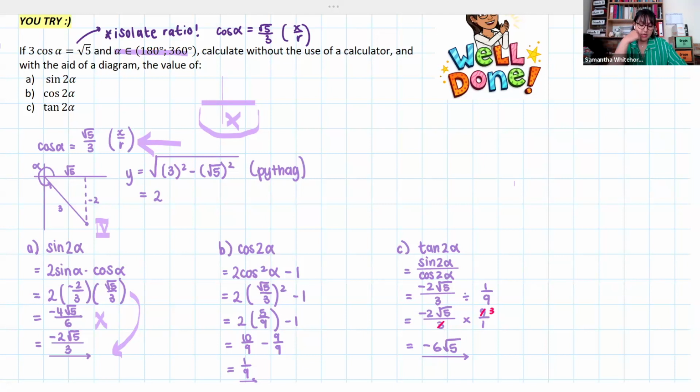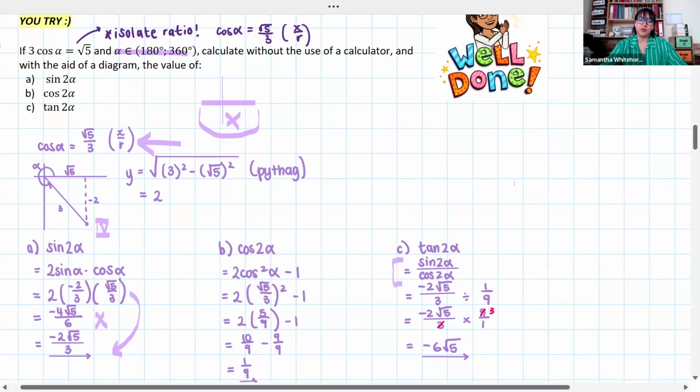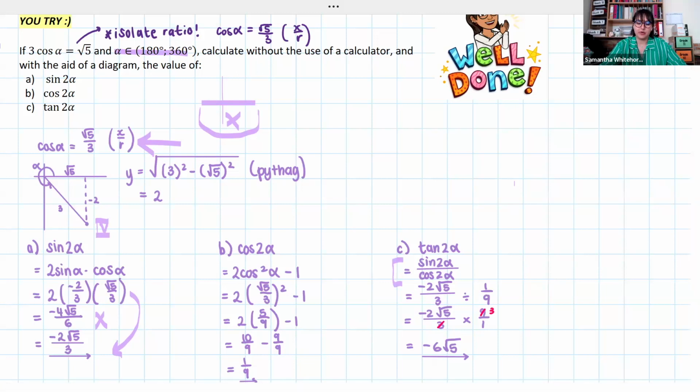Okay, for question B, cos 2 theta, again, you can use any of your cos identities, it really doesn't matter, and you're able to get 1/9. And then tan 2 theta, remember, like I said, use your tan identity. You already have sine 2 theta, and you already have cos 2 alpha, which means you can essentially just divide the 2, and you get -√6/5 in that case.